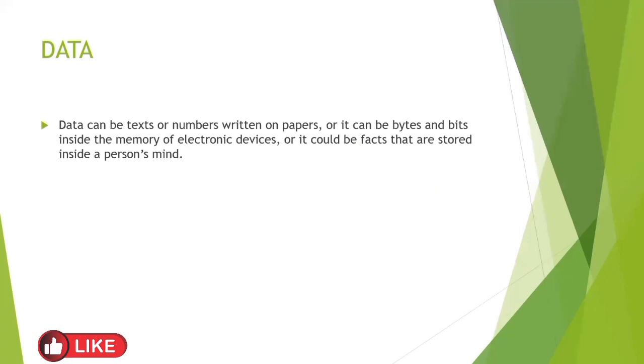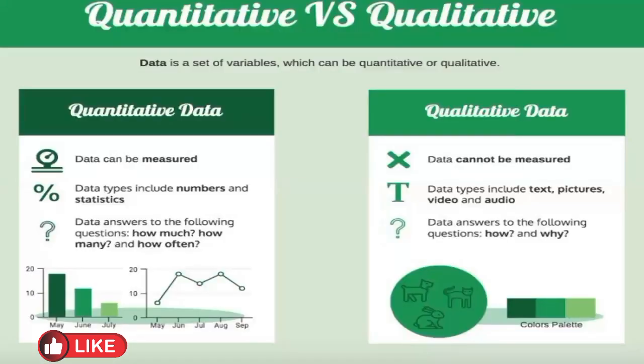So data can be text or numbers written on paper, or it can be bytes or bits. Bytes and bits are sizes of information, right? So inside the memory, we understand when we're buying data, gigabytes or MB and things like that. That's where you have your bytes and bits. It can be inside the memory of electronic devices, or it could be facts that are stored inside a person's mind. If I'm going too fast, please feel free to draw me back.